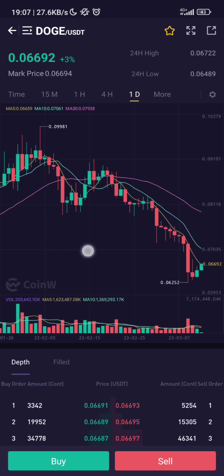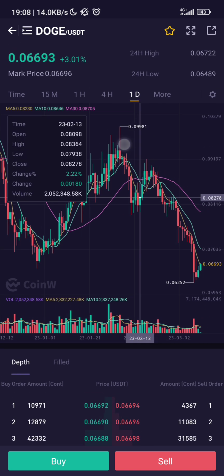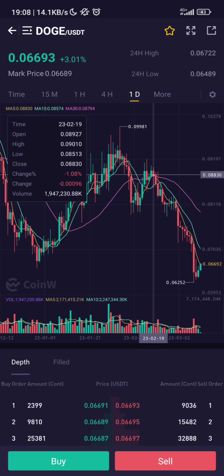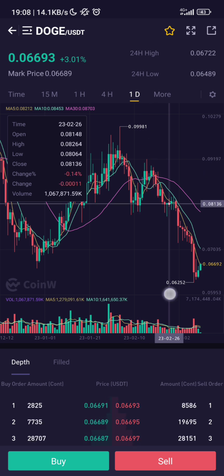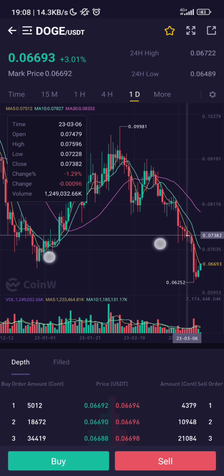is to take you to the charts of your Doge. So this is the chart of Doge. Currently you can see the chart is showing that Doge has fallen from this price point here, 0.09981, to 0.06252, right? So you can't just determine that and say you want to enter a trade.